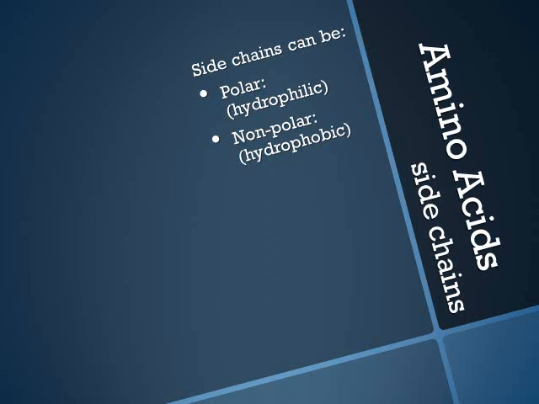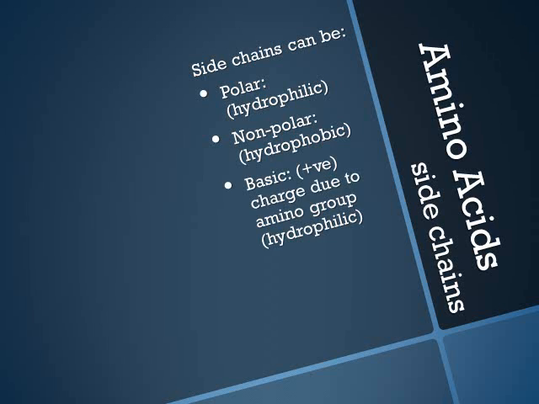And if we have a lot of oxygen or nitrogen or phosphorus or sulfur in the side chain, then we're going to have something that's polar. And if we've got just hydrogen or just carbon and hydrogen, we're going to have a side chain that is nonpolar. We can also have basic side chains, which means we're going to have an amino or at least one amino group in the side chain.